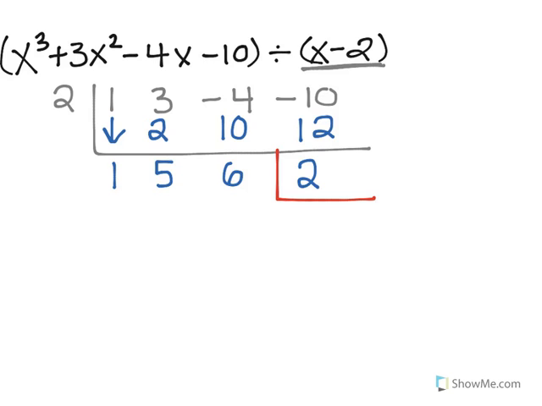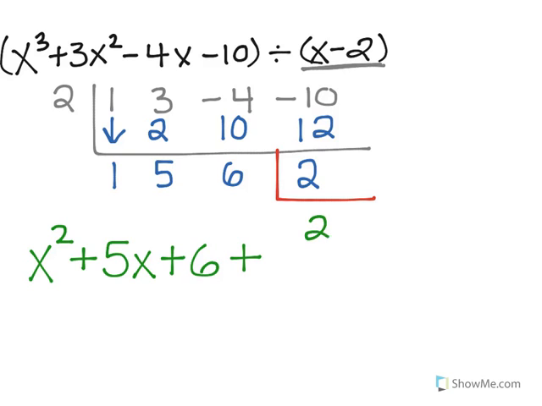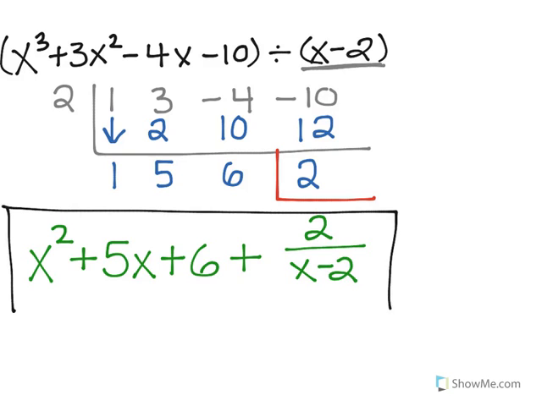So we haven't done a problem like this. Your final answer is going to be 1 less than your original dividend. x squared plus 5x plus 6 plus, just like long division. And there we have it. This is our final answer.